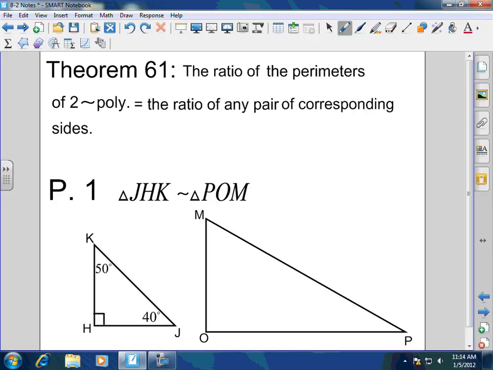They give you that triangle JHK is similar to triangle POM. They give you that H is 90 degrees, and that J is 40 degrees. They tell you that the measure of angle M is X plus 5, and that the measure of angle O is 1/2 of Y. And they want you to solve for X and Y.